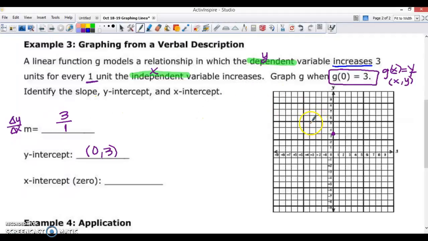Alright, so now it's the rise over 1, so it tells me to go up 3 and over 1. So I'm going to go up 3 and over 1. 1, 2, 3, and over to the right 1. 1, 2, 3, over to the right 1.